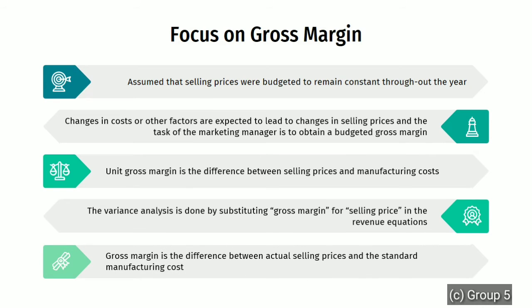Gross margin is the difference between actual selling prices and the standard manufacturing cost. The current standard manufacturing cost should take into account changes in manufacturing costs that are caused by changes in wage rates and in material prices. The standard, rather than actual, cost is used so that manufacturing inefficiencies do not affect the performance of the marketing organizations.